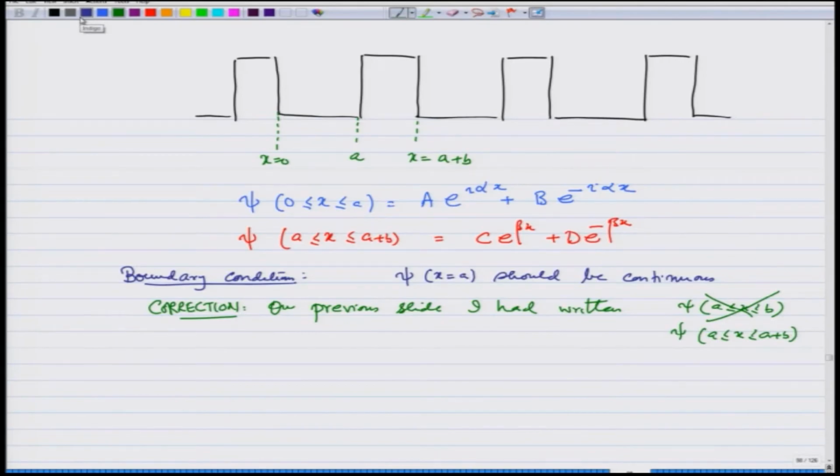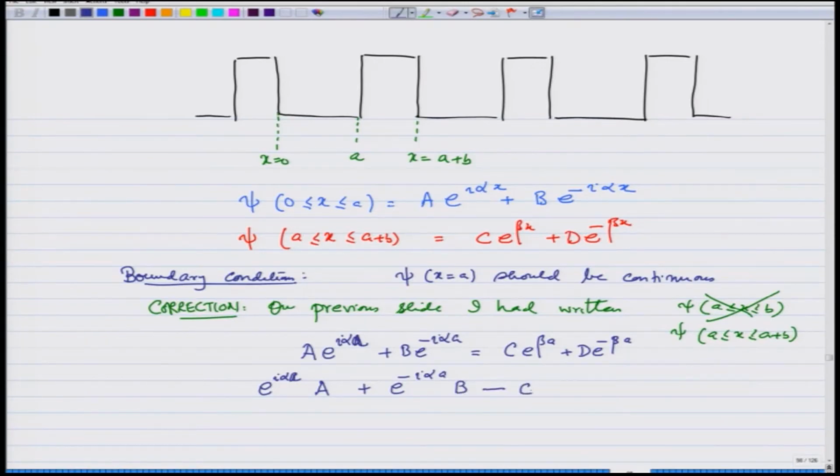So, now this boundary condition tells me that A e raised to i alpha a plus B e raised to minus i alpha a is equal to C e raised to beta a plus D e raised to minus beta a, which I can write as e raised to i alpha a times A plus e raised to minus i alpha a times B minus C e raised to beta a minus e raised to minus beta a D equals 0. That is my equation 1.